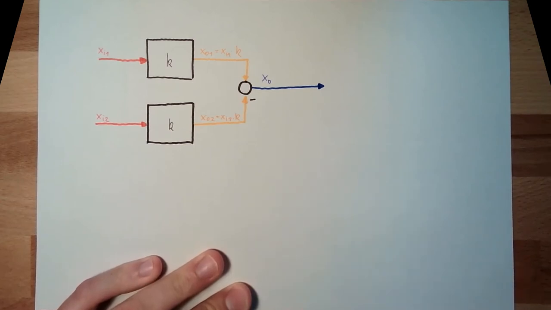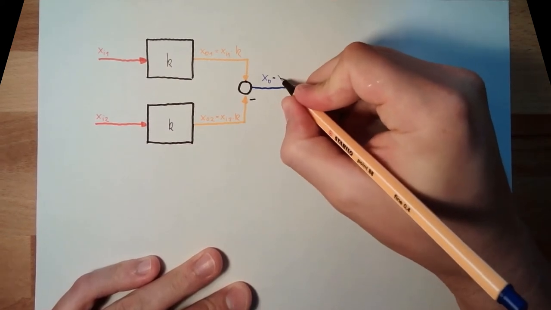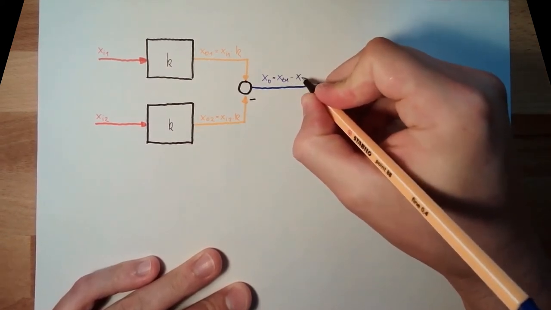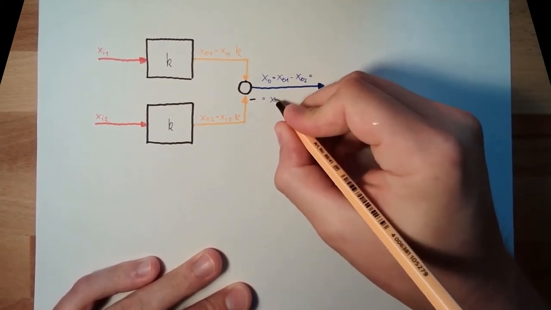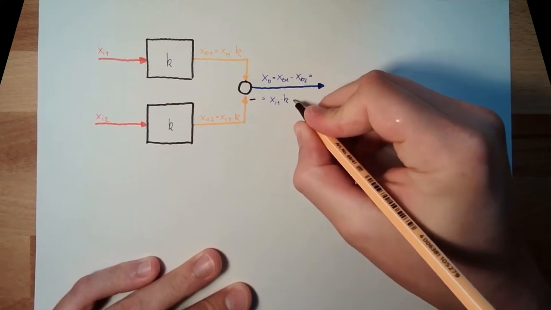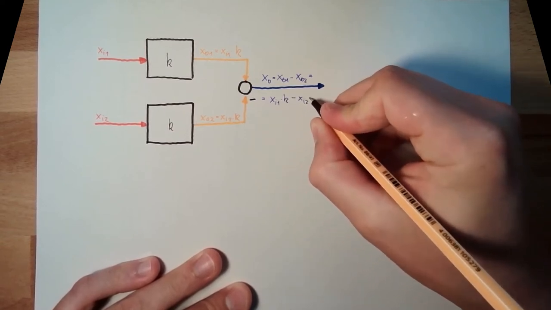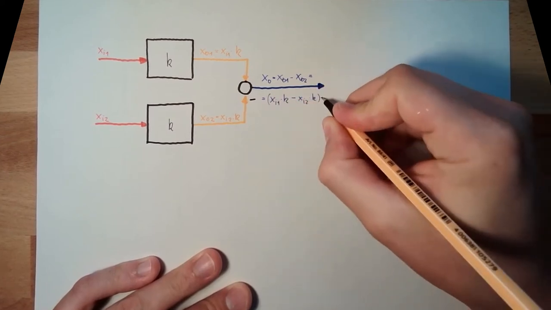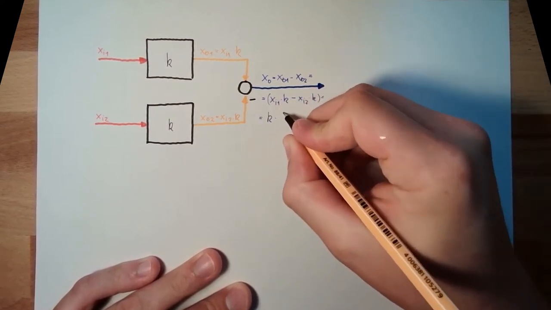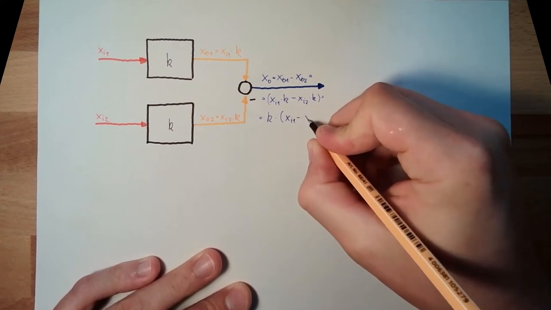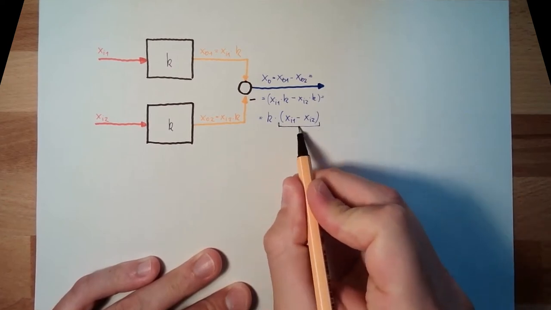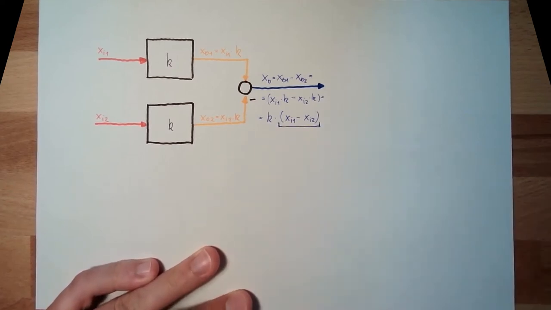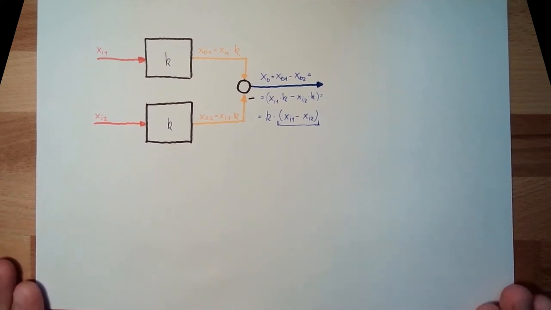And here, this is XO1 minus XO2, which equals XI1 multiplied by K minus XI2 multiplied by K. And this equals K multiplied by (XI1 minus XI2). So the difference. The difference between the two input values, this is what I get as an output.